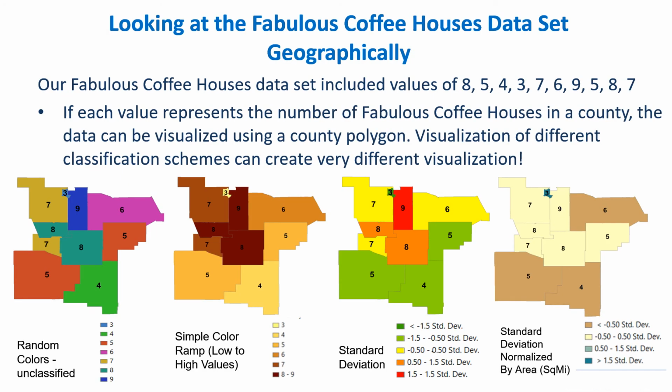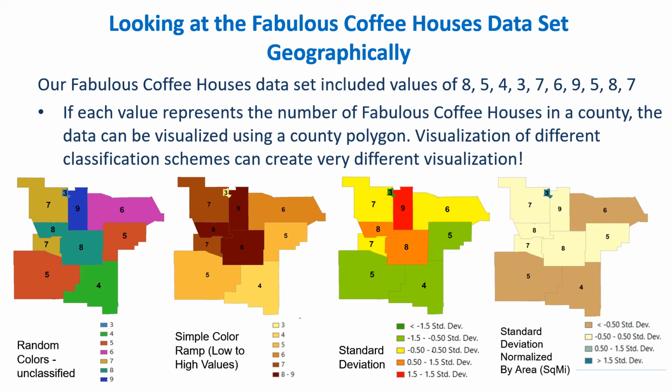So I'm going to look at that fabulous coffee houses data set again, graphically. Each of the values represents the number of fabulous coffee houses in a county, and the data can be used by county polygons. So I'm going to visualize the different classification schemes and look at the visualizations. What I would like you to see is that, depending on how you graph that same exact data, you really can have a lot of information or somewhat misleading data classifications. If I just do random colors, it really doesn't tell me much, right? What's the difference between the 3 and the 9?